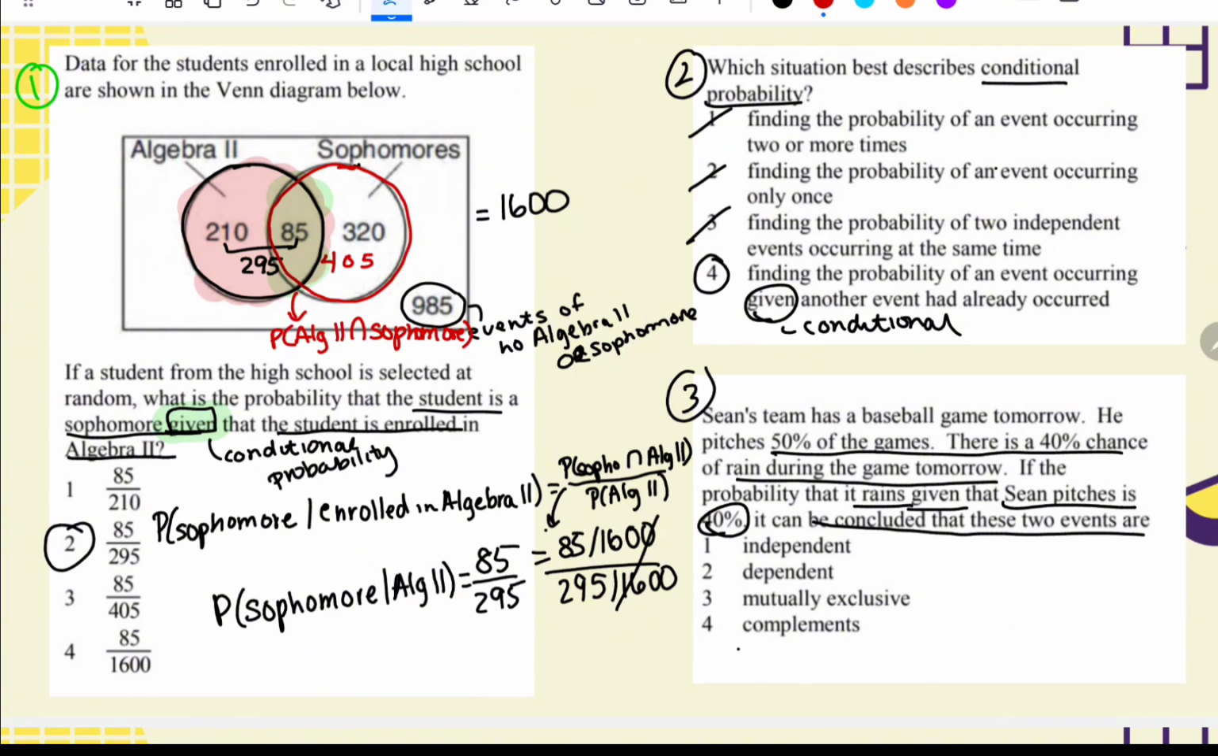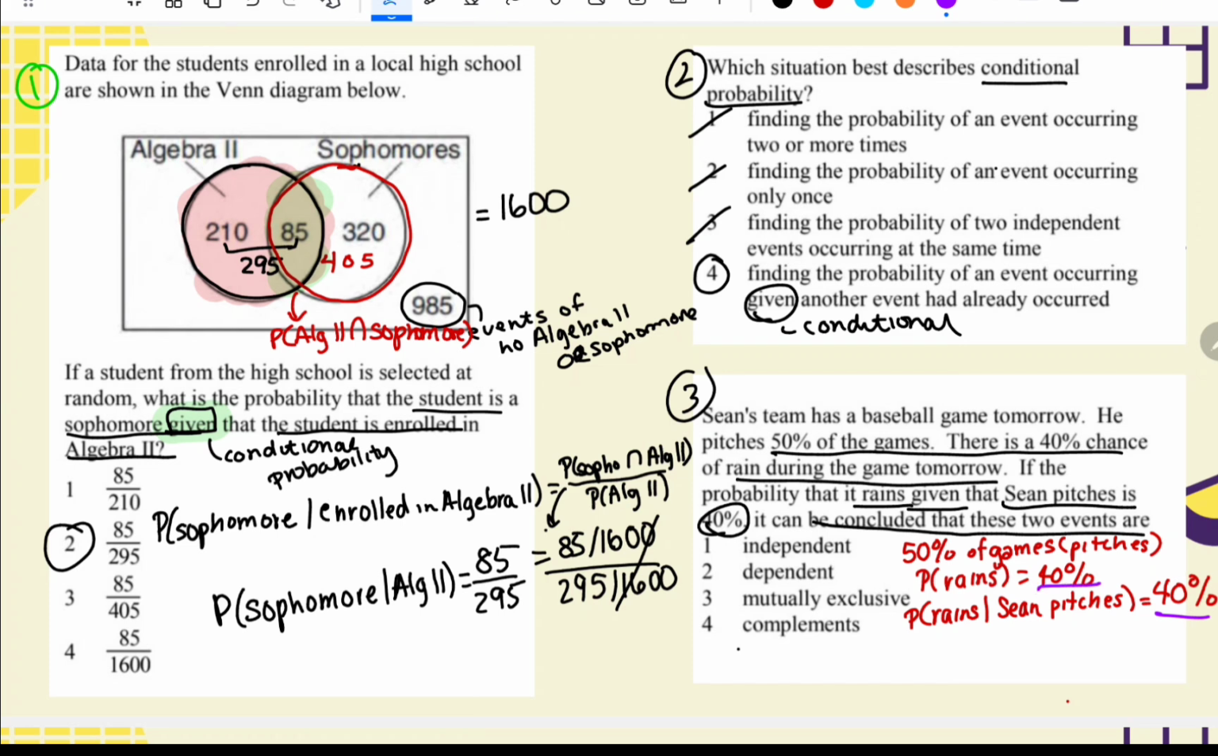So, the probability that he pitches is 50% of the games. The probability that it rains tomorrow is 40%. The probability that it rains, given that Sean pitches, is 40%. If I look at all of my probabilities, notice our conditional: the probability that it rains, given Sean pitches, is 40%. The probability that it rains is also 40%.